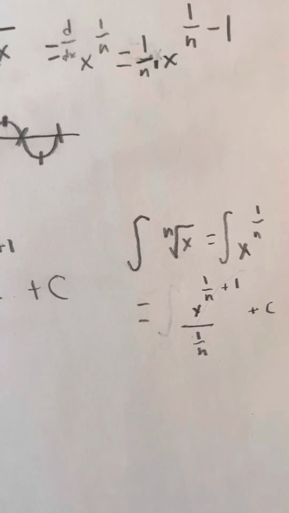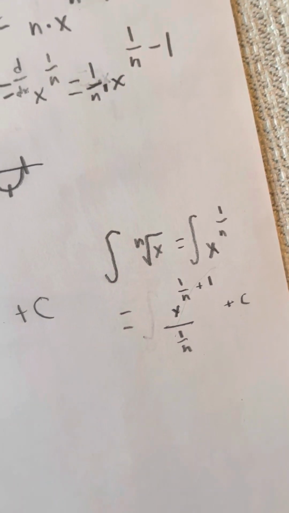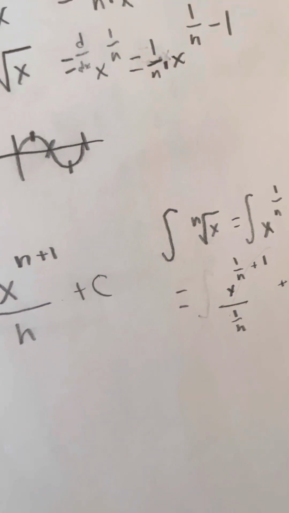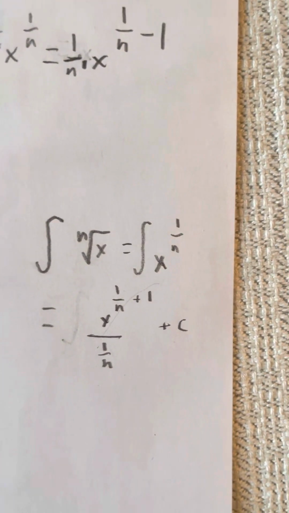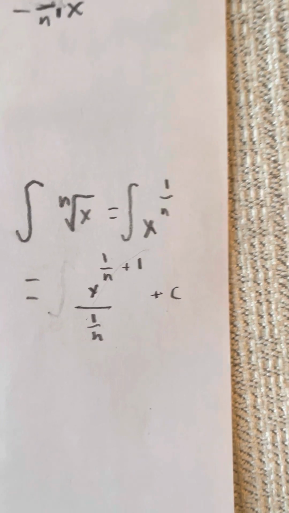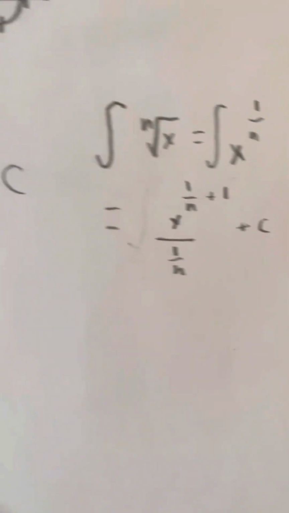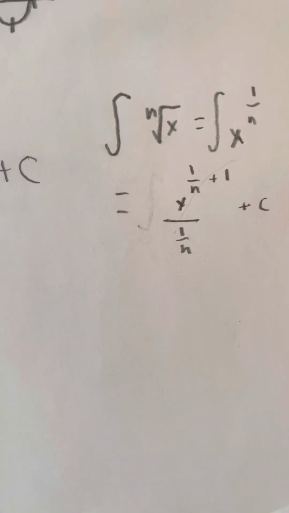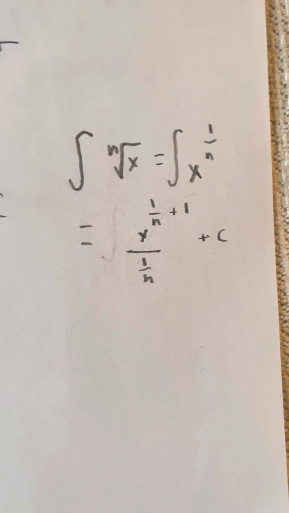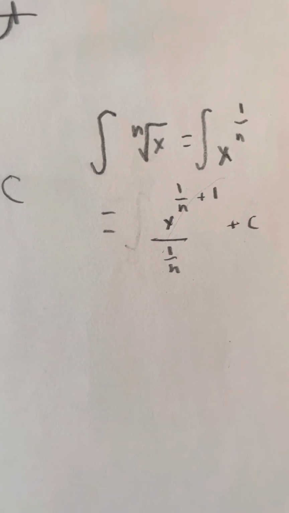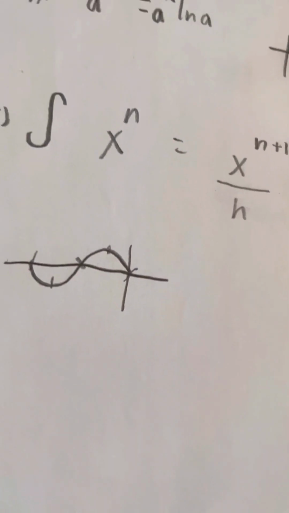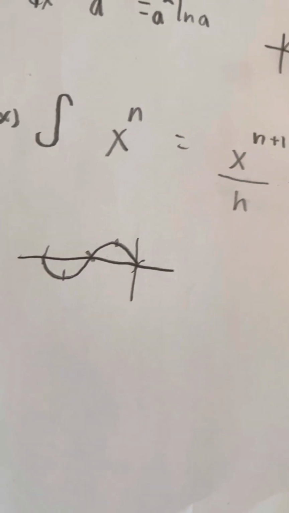Then the integral of the nth root of x equals the integral of x to the 1 over n. And just like that, it's x to the 1 over n plus 1, over 1 over n plus 1, plus c. And once again, we take a look at the negatives. When you're going backwards, it's the inverse function for the sine and cosine.